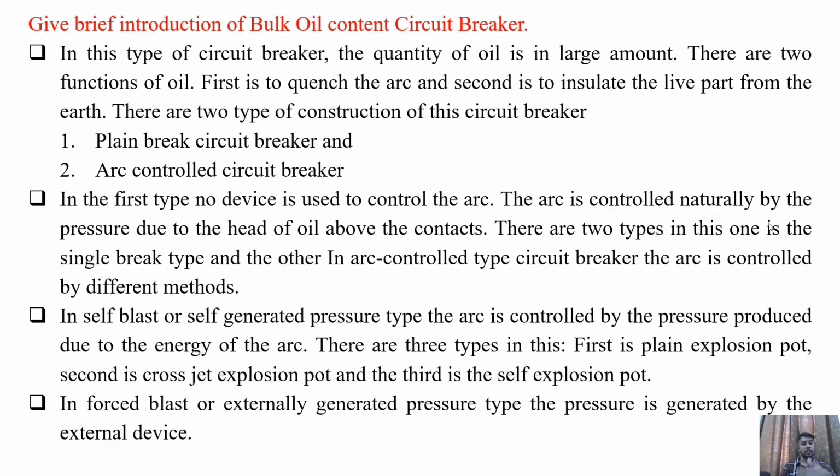In a self-blast or self-generated pressure type, the arc is controlled by the pressure produced due to the energy of the arc. There are three types in this: first is plain explosion pot, second is cross-jet explosion pot, and third is the self-compensated explosion pot. In a forced blast or externally generated pressure type, the pressure is generated by an external device. So this is the introductory information of bulk oil contained circuit breaker.